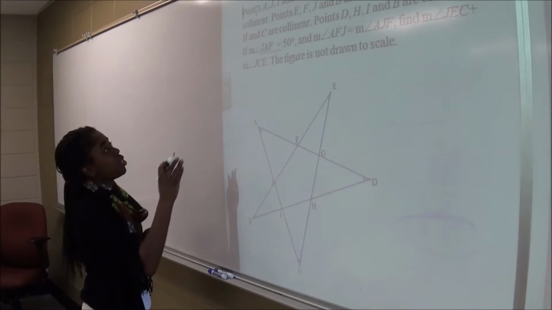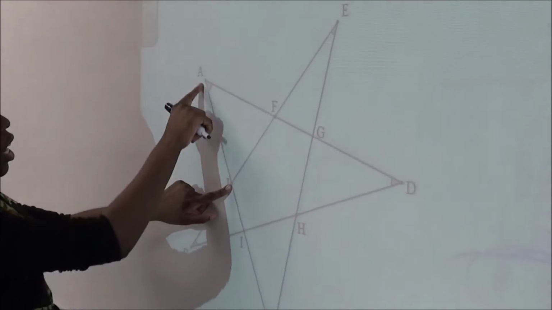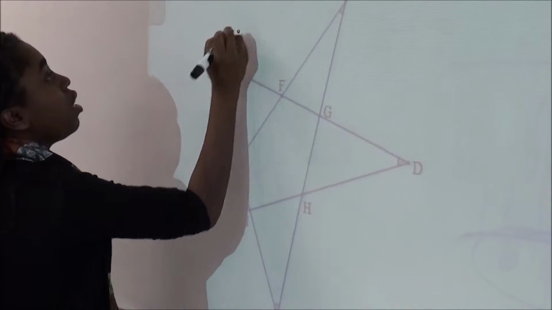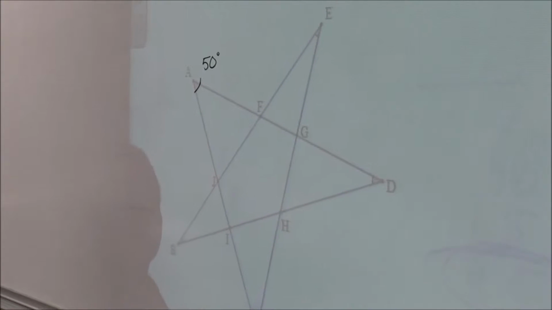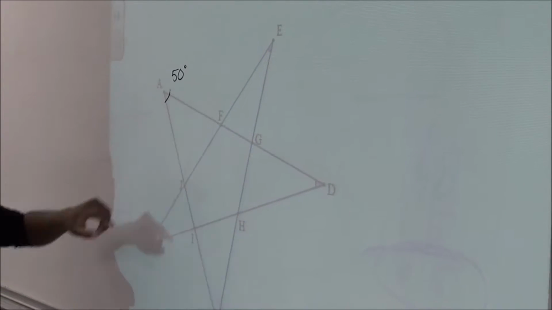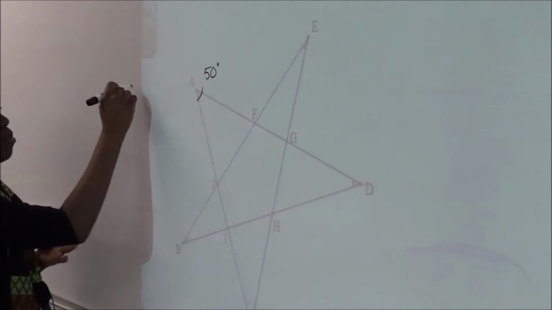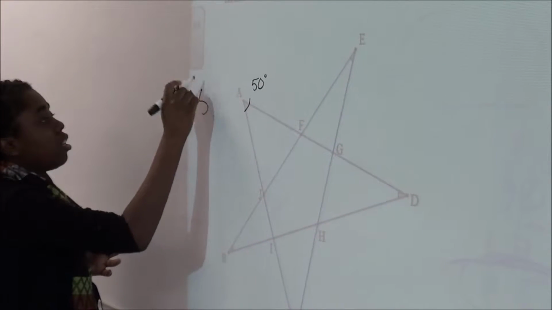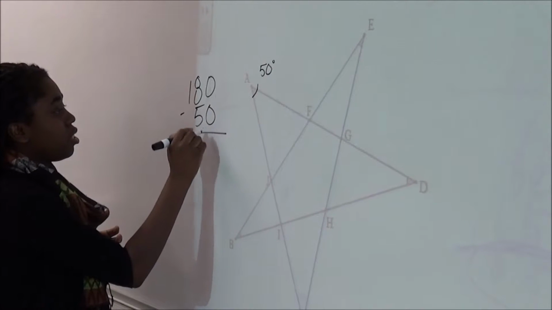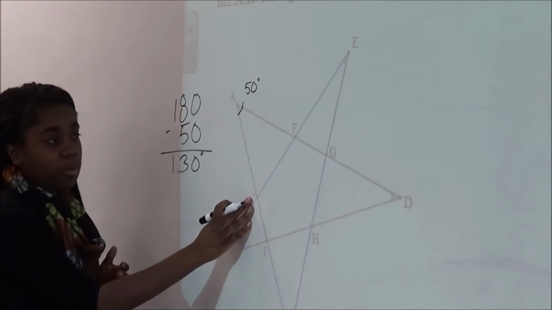The first part is we know that the measure of angle JAF is 50 degrees. So JAF, the measure of that angle right here, is going to be 50 degrees. So we know that the measure of a triangle is 180 degrees. So in order to find both of these angles, we have to subtract 50 from 180 degrees. So we subtract that and we get 130 degrees. So that's how much we have left to work with.